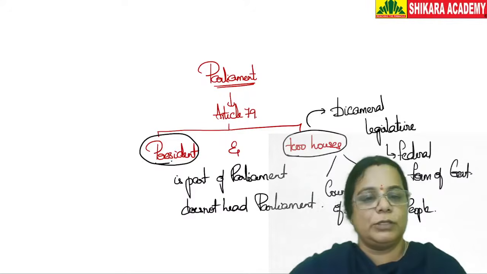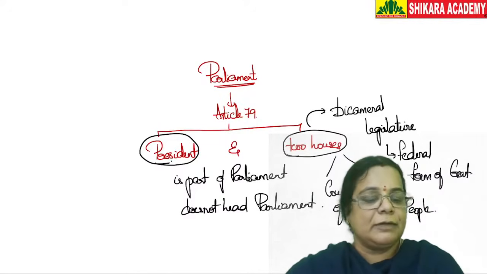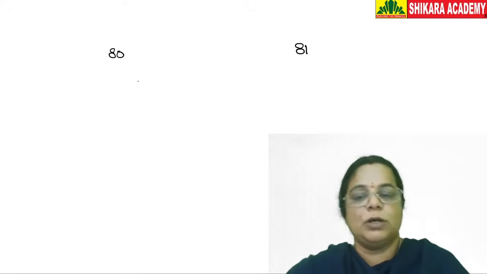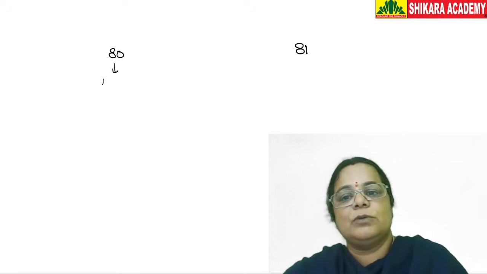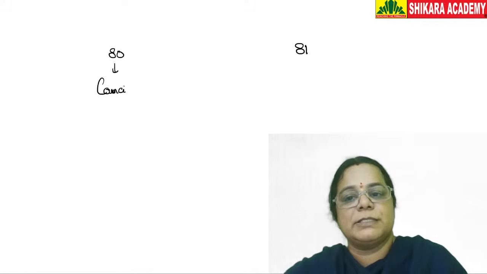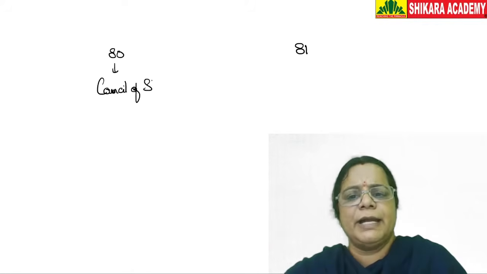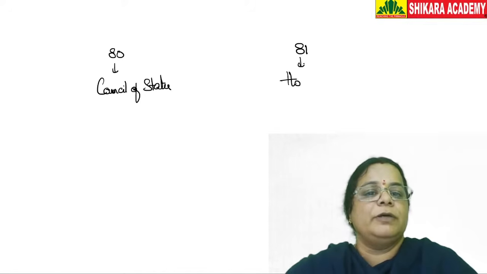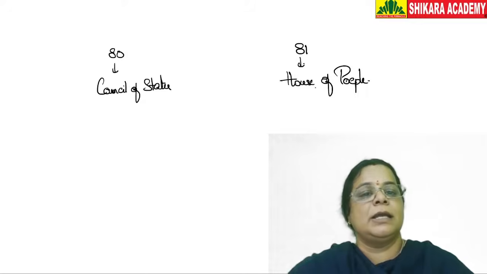This is extremely important. Now, moving forward, the next thing that we have to know is about the composition of the two houses. Articles 80 and 81 basically deal with the composition of the two houses. Article 80 deals with the composition of Council of States, whereas Article 81 deals with the composition of House of People. Now, what do these two articles tell us?